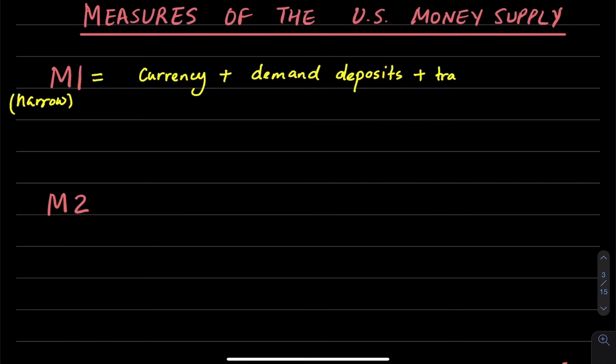plus traveler's checks, or any other type of checkable deposit. Now you know what currency and demand deposits are, but traveler's checks are basically used for travel. They have been declining in popularity over time because of the surge in people getting credit cards when they travel. Traveler's checks are basically denominated in another currency. So let's say you were traveling to Mexico, you would need Mexican pesos to spend over there.